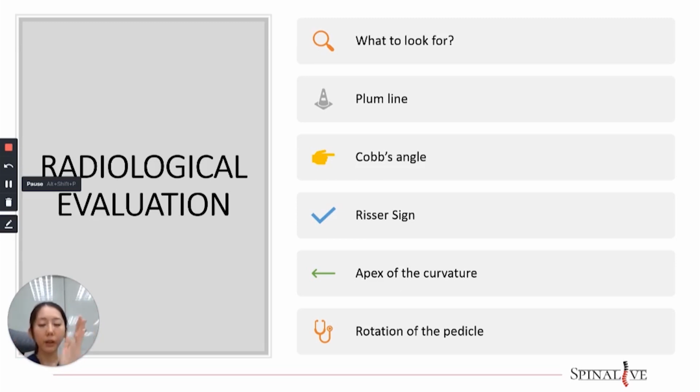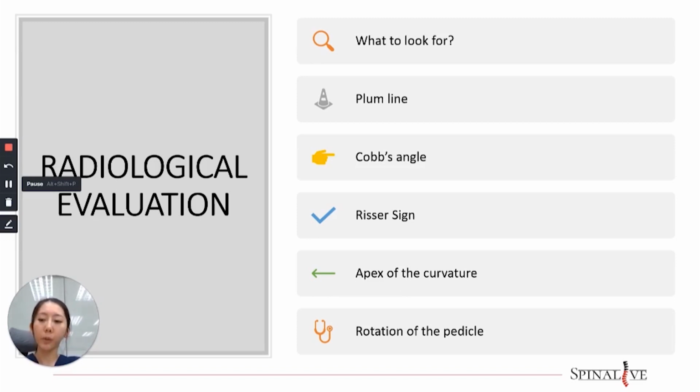Is it the thoracic or the lumbar? Besides calculating the Cobb angle, the Cobb angle would be the gold standard to measure the degree of scoliosis, which I will cover shortly. And the Risser sign would be how ossified or how mature the pelvis is.